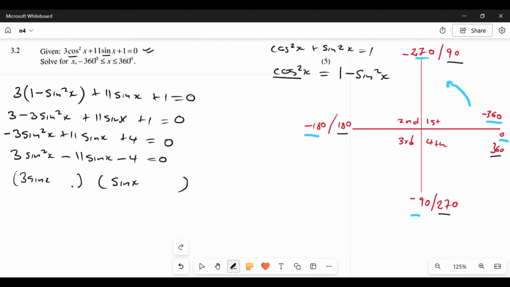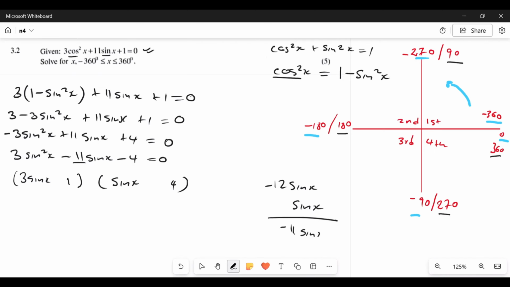So let's try it. If we put 1 and 4 there, let's see if this is going to help us, because we know that if we say 3 sine x multiplied by 4, it's going to give us 12 sine x. If you multiply 1 with sine x, it's just going to give us sine x. Now, since we want to have 11 here, it means that this 12 is going to be negative. So if we say 12 sine x minus sine x, that's going to give us negative 11 sine x, which is the one in the middle.